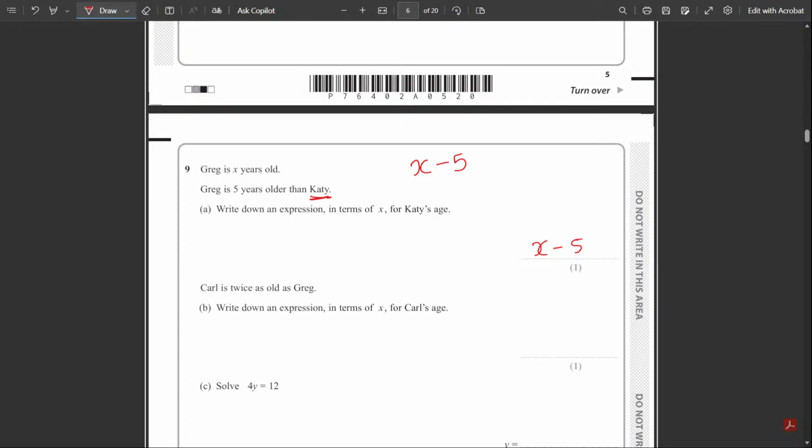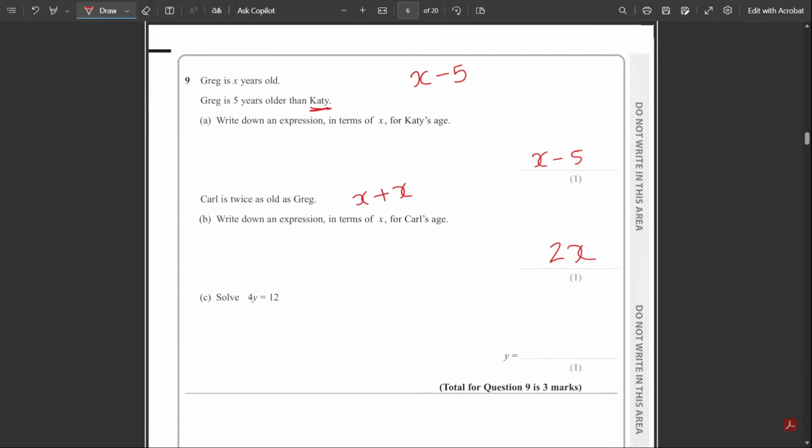Carl is twice as old as Greg. Again, twice means 2 lots of x. If x is 10, then Carl is 20 years old, which means 10 add 10. So we can call it 2 lots of x, 2x. Solve 4y equals 12. So 4 times something gives you 12. So divide both sides by 4. We say y is equal to 3.